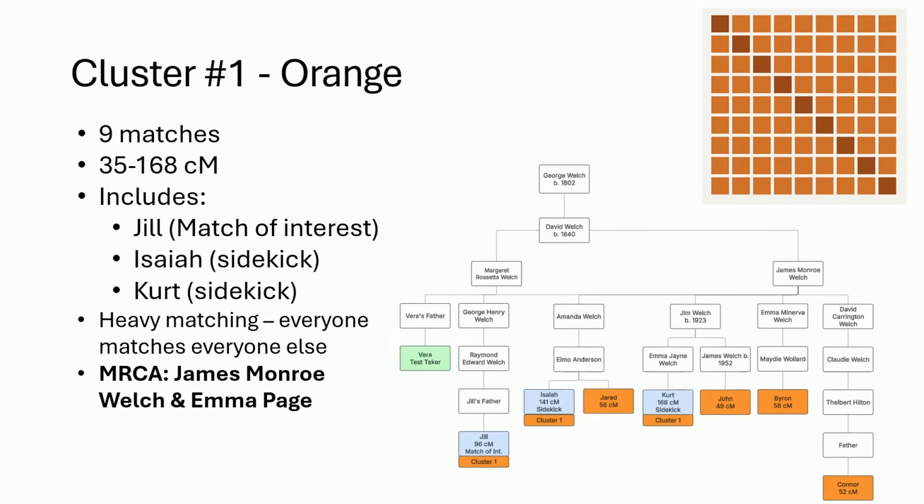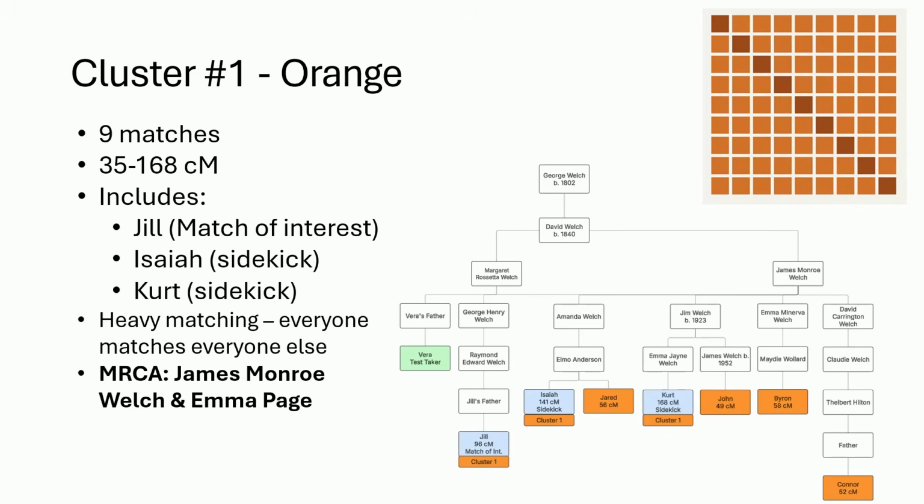Now let's start with cluster number 1 and see who the common ancestor is. There were 9 matches in cluster 1, and although the range was supposed to be 35 to 60, the sidekick matches that shared more than that were included in the clusters, so that's why it went all the way up to 168. So it included Jill, the match of interest, and only 2 of the sidekicks, Isaiah and Kurt. And everyone matched everyone else.